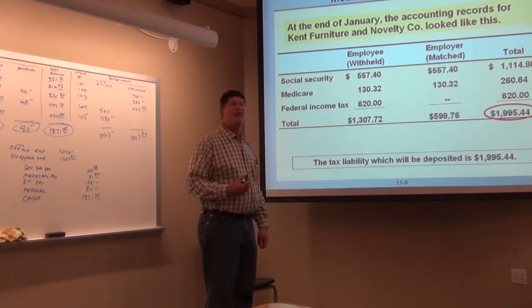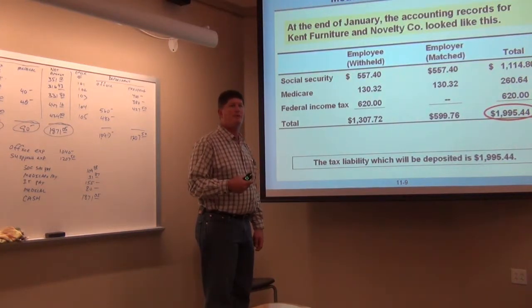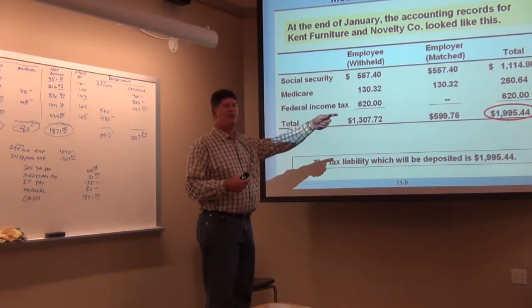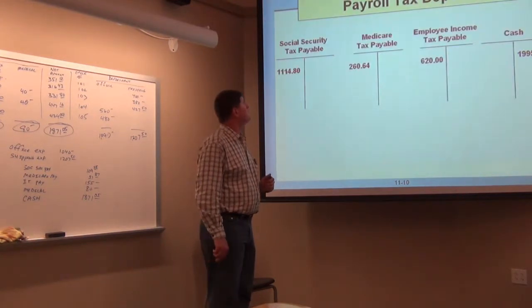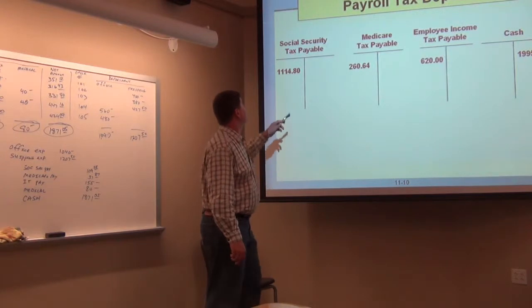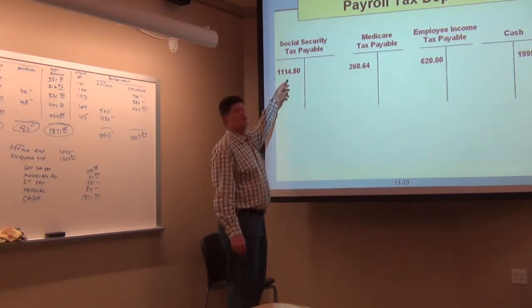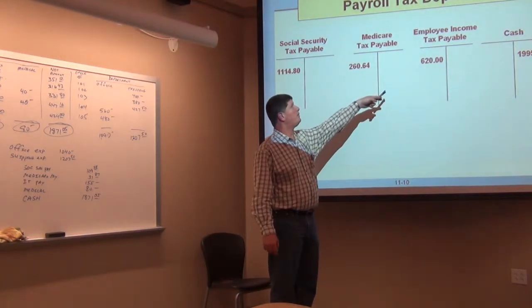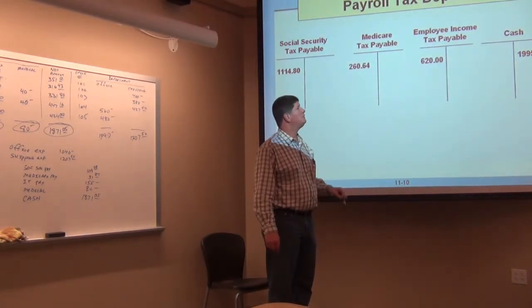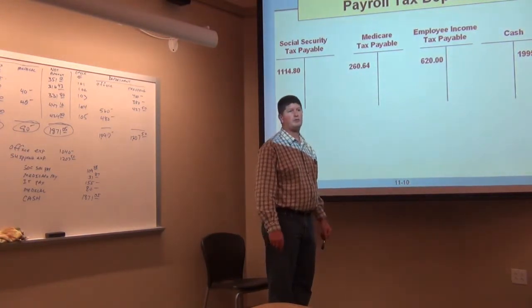So how much cash is going to go out the door? The $1995.44, correct? Okay. So when we record that, you would debit Social Security payable, debit Medicare payable, debit employee income tax payable, and you're going to credit cash.